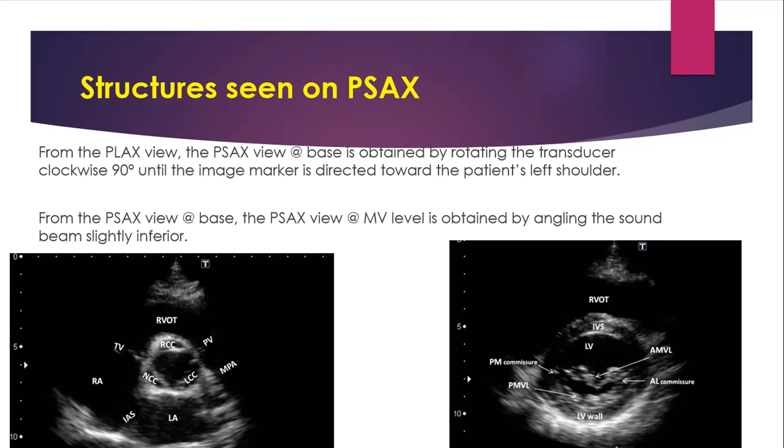Then you'll be able to see these structures at this point: the left atrium, the left coronary cusp, non-coronary cusp, and right coronary cusp of the aortic valve, the interatrial septum, and the left ventricular outflow tract. Then you see the tricuspid valve and the posterior wall of the ventricle. You can also see the posterior mitral valve leaflet, the anterior mitral valve leaflet, the anterior commissure, and also the posterior commissure in these views.